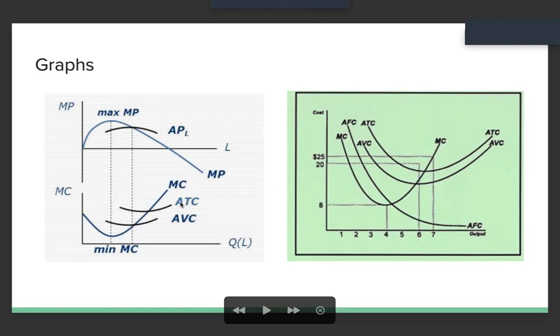And two more important things to note are that the maximum of the marginal product intersects with the minimum of the marginal cost, and the maximum of the average product is corresponding to the minimum of the average variable cost. So where MP and AP intersect, that's exactly where the MC and AVC intersect.